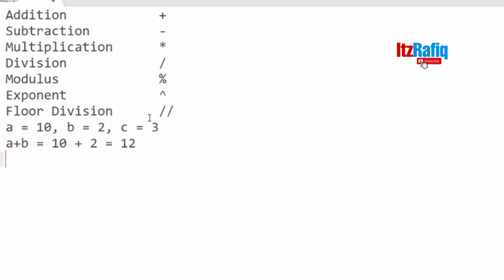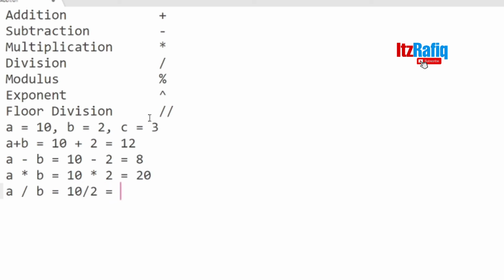Now for subtraction, suppose I have a minus b. The value of a is 10 and b is 2, so the answer will be 10 minus 2, which is 8. For multiplication, suppose I have the same thing, a into b. So it will be 10 into 2, and the answer is 20. And for division, a divide b will be 10 divide 2, which is 5.